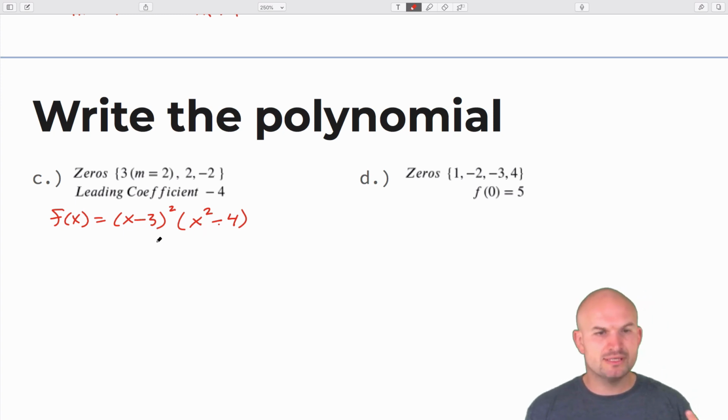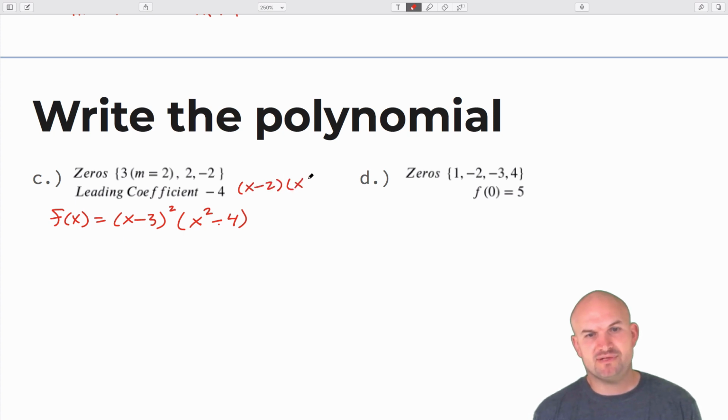obviously the main important point that I want to make with this is going to be dealing with this leading coefficient of negative 4. And again, that becomes x minus 2 times x plus 2. That's where I got that, just real quick.